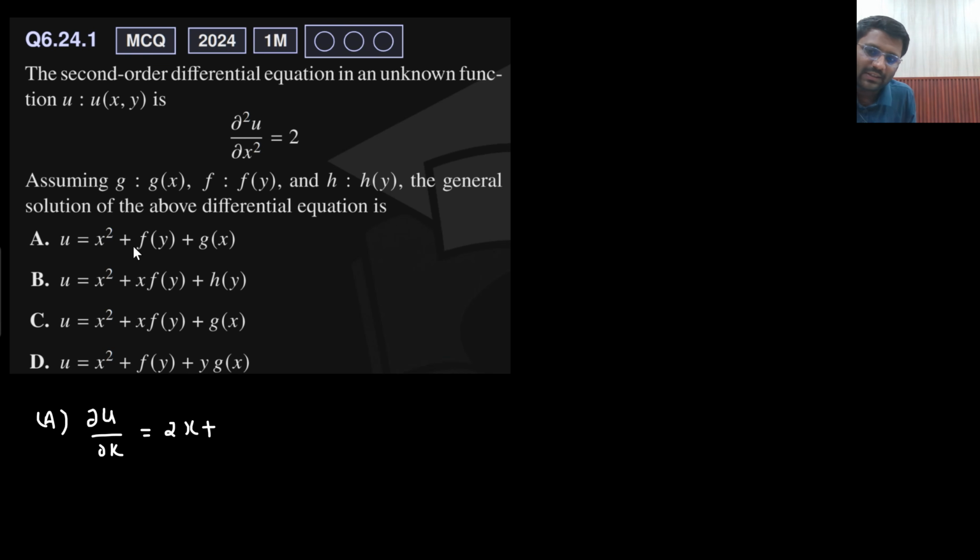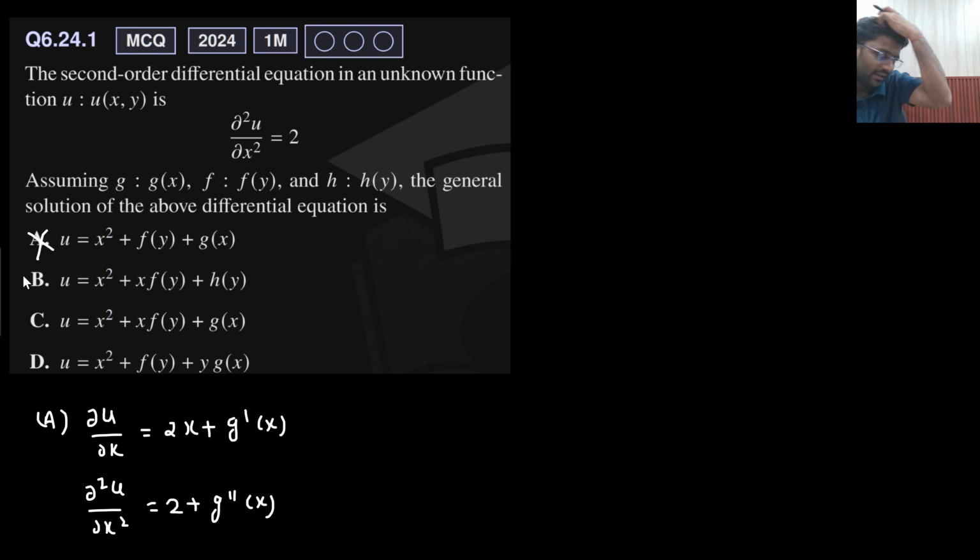Then what will I be getting? 2x plus, sir, it is a function of y. A function of y, you are differentiating with respect to x. That means y will be treated as constant, so this will be 0. Plus this is a function of x, no? So this will become g dash x. Now again you will differentiate, del square u by del x square. So sir, this will become 2, but this will become g double dash x. Are they same? No. Option A incorrect.